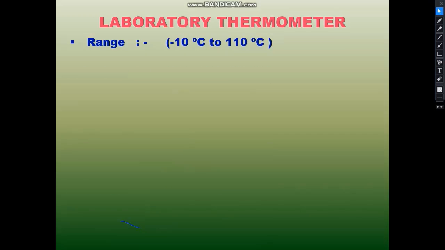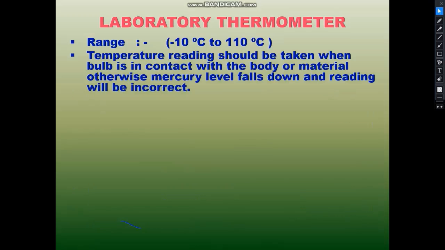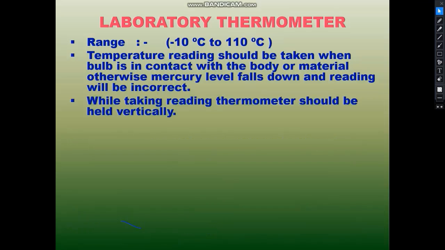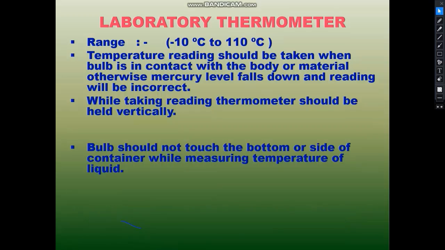Let's have some detailed idea about the laboratory thermometer. Firstly, the range. It is from minus 10 degrees Celsius to 110 degrees Celsius. The temperature reading should be taken when the bulb is in contact with the body or the material. Otherwise, the mercury level falls down and the reading will be incorrect. This is due to the fact that there is no kink. While taking the reading, the thermometer should be held vertically. You cannot keep it in any way. Otherwise, again, the same thing, the mercury level will be disturbed.